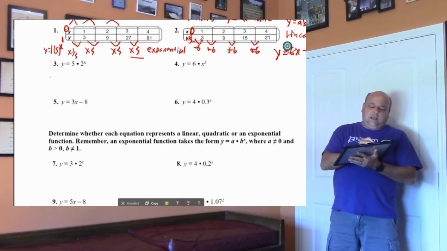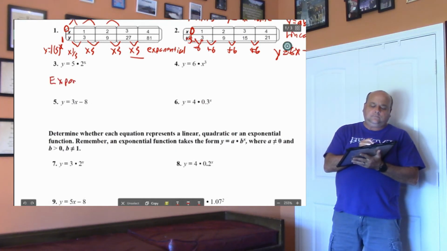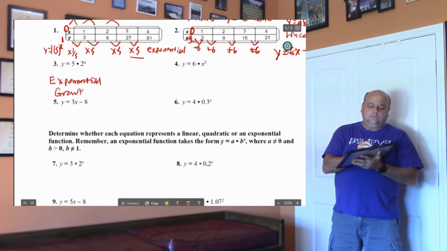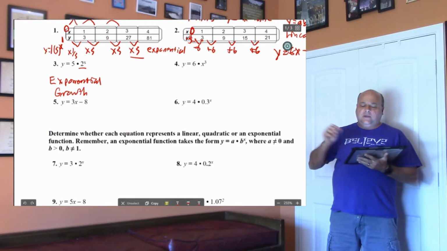Number 3 is going to be exponential. And it would have growth, wouldn't it? Because of the 2. The next one.